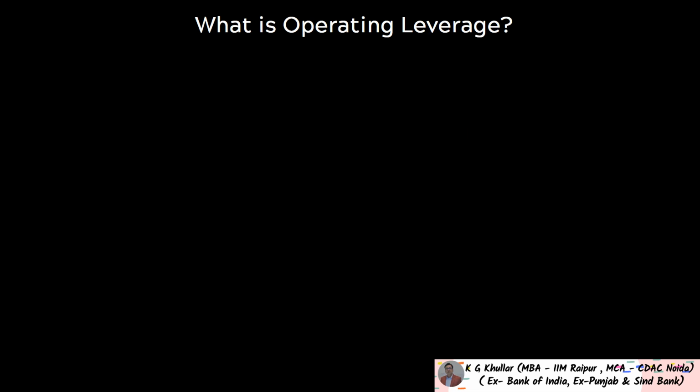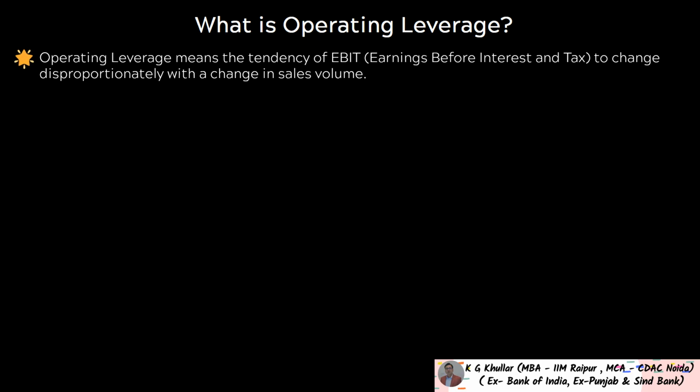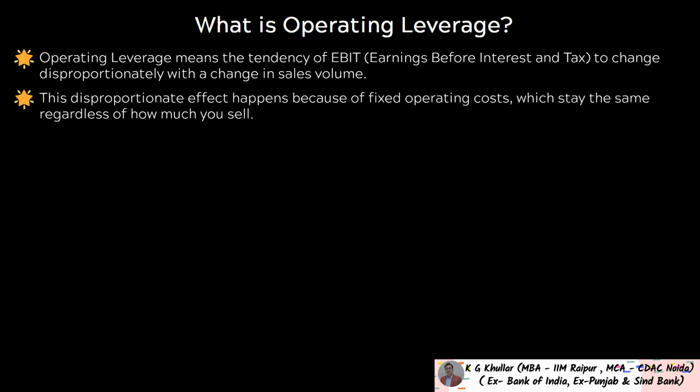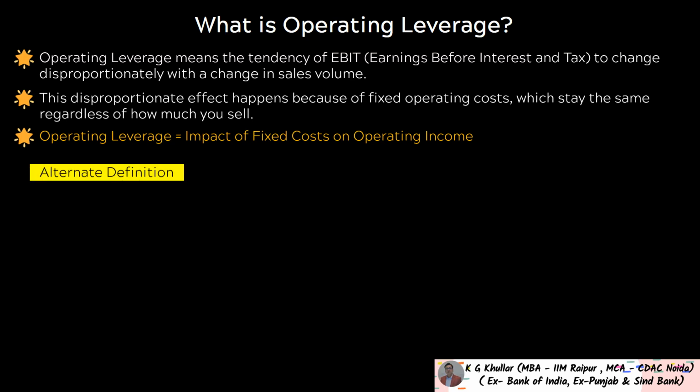Next, let's understand each of these 3 leverages one by one. So what is operating leverage? Friends, operating leverage means the tendency of EBIT, that is earnings before interest and tax, to change disproportionately with a change in sales volume. Now this disproportionate effect happens because of fixed operating costs which stay the same regardless of how much you sell. In simpler terms, operating leverage is simply the impact of fixed cost on operating income.